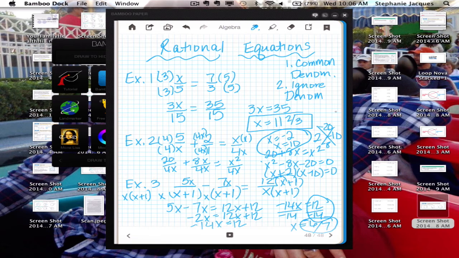Remember your steps. Common denominator, ignore denominator, and then solve.